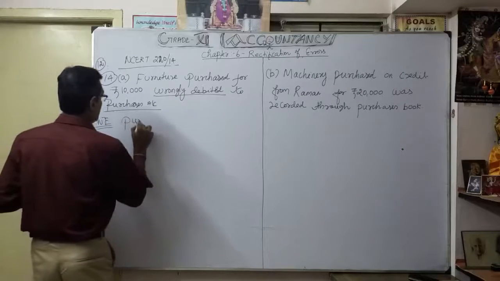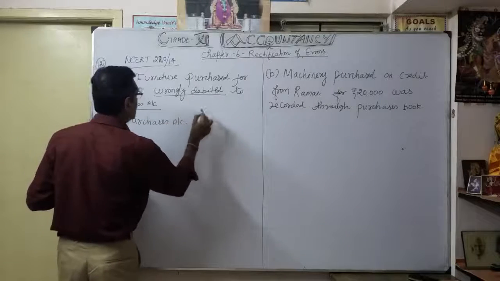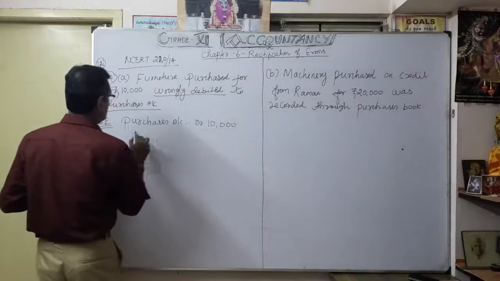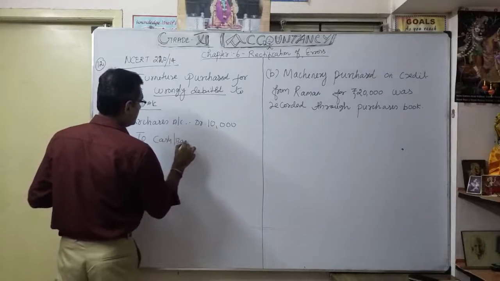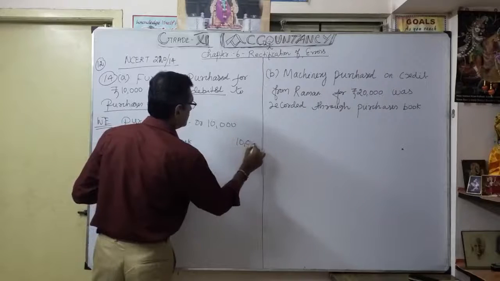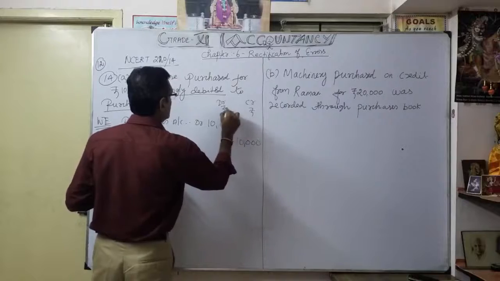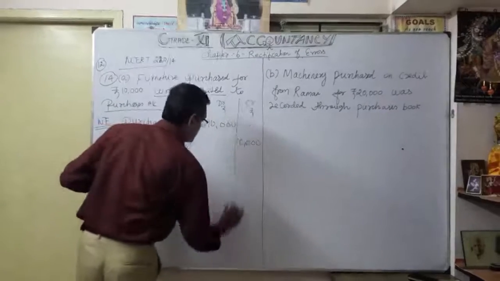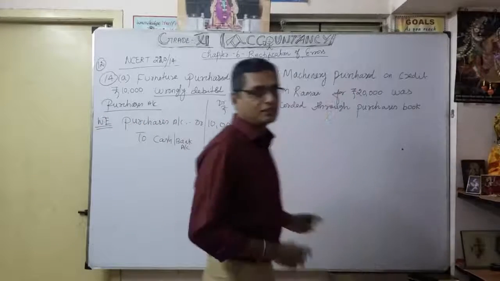Purchases account debit 10,000 to cash or bank. Likewise, cash or bank account 10,000, debit, credit. You please have to draw the line, everything is important. Use the pencil for everything. Now understood? So what is the correct entry?